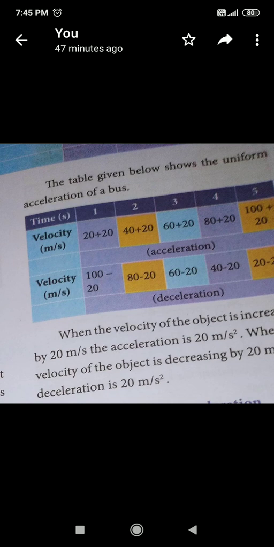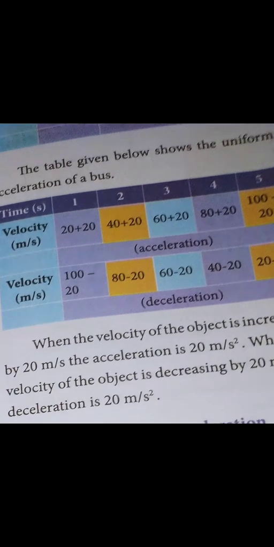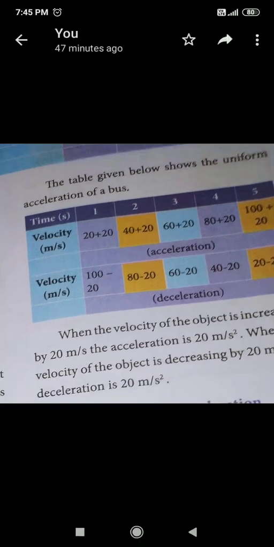Likewise, the second one, deceleration. The first is starting by 100 meter per second and then decreases by 20. Likewise, 80 minus 20. Likewise, okay. When the velocity of the object is increasing by 20 meter per second, the acceleration is 20 meter per second square. When the velocity of the object is decreasing by 20 meter per second, the deceleration is 20 meter per second square.